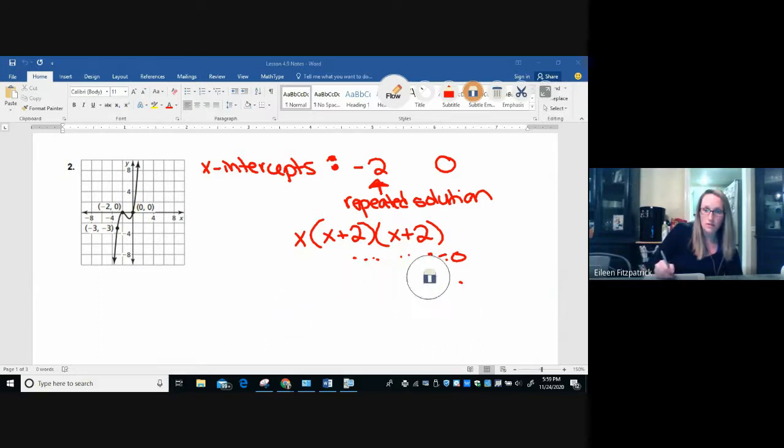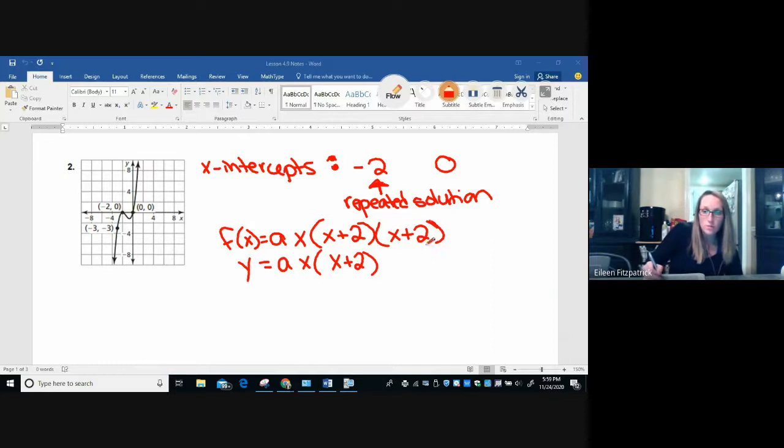All right, so that's my factored form, but remember, I don't know if there's a vertical stretch or shrink. So I'm going to put an a there. I have f of x equals, change your f of x to a y. So I have y equals a x, x plus 2. Oh, I forgot I could write that as squared if I want, instead of writing x plus 2 times x plus 2. And then that other point that's given, so -3, -3, that's your x and your y.